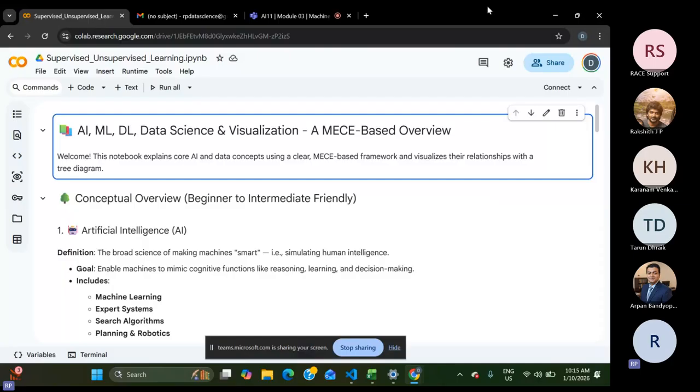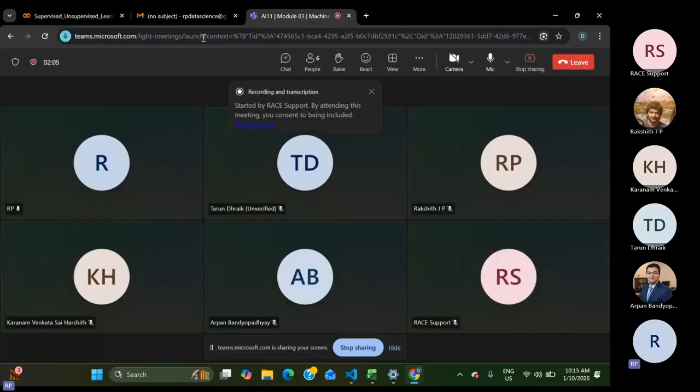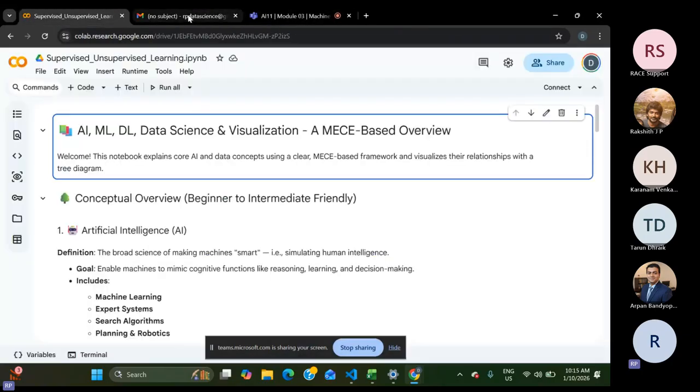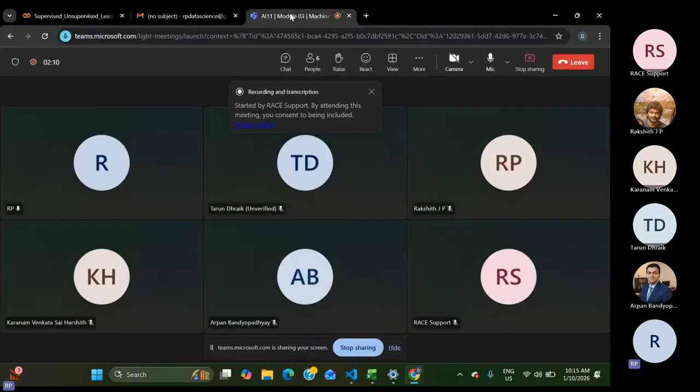But before we get started, what module is this one? Is everyone in the right class? What are we going to study here? Machine learning, right? So what is machine learning?